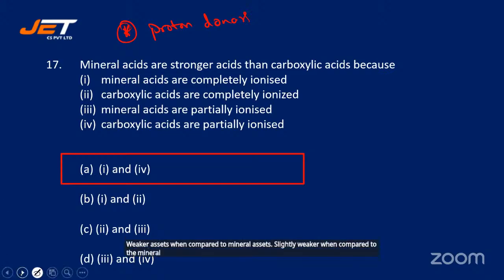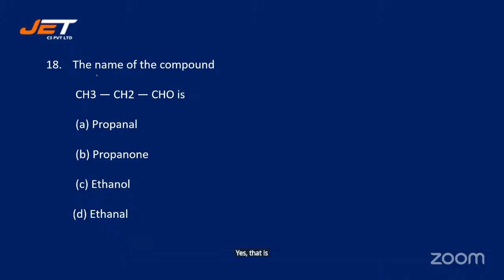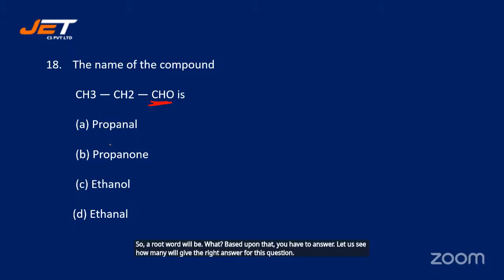That is the difference between the mineral and carboxylic acids. Next question is, the name of the compound CH3CH2CHO is. Here CHO is the functional group. So root word will be what? Based upon that you have to answer. Let us see how many will give the right answer for this question. Yes, students.